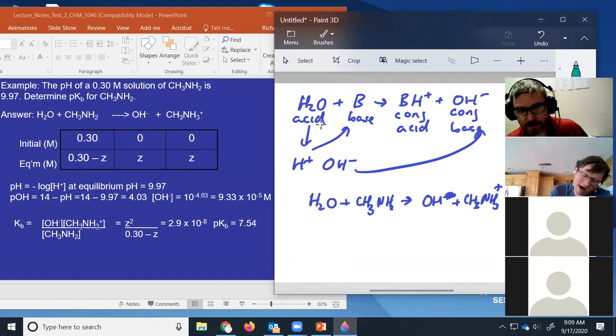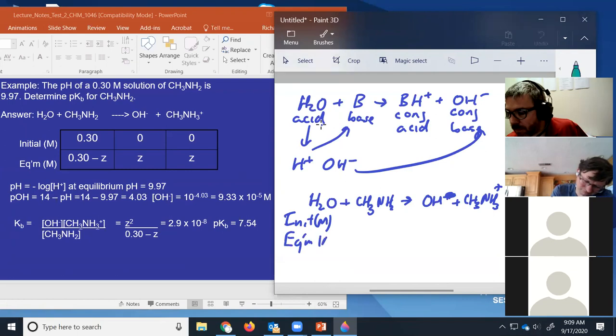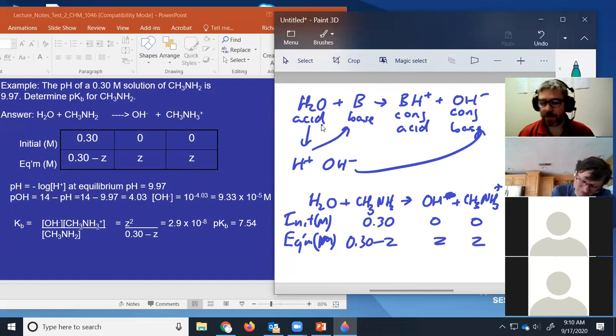Okay. So the initial, and then we've got the equilibrium as well. So for CH3NH2 it is going to be 0.30 initially, and 0 on the products. And then at equilibrium it will be 0.30 minus Z, and Z on the products. So same logic as before.